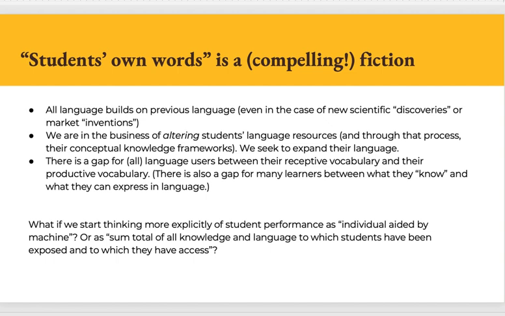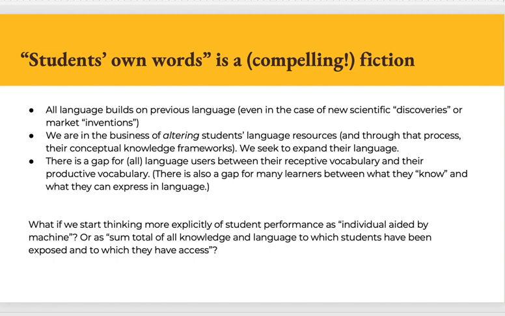So there's a gap between what they know for many learners and what they can express in language, right? It's not necessarily the case that they don't know it always, but they may not be able to yet express it in language. They may not have it as part of their productive vocabulary. So one possibility for ChatGPT is that we might rethink the way that we consider students and student performance.